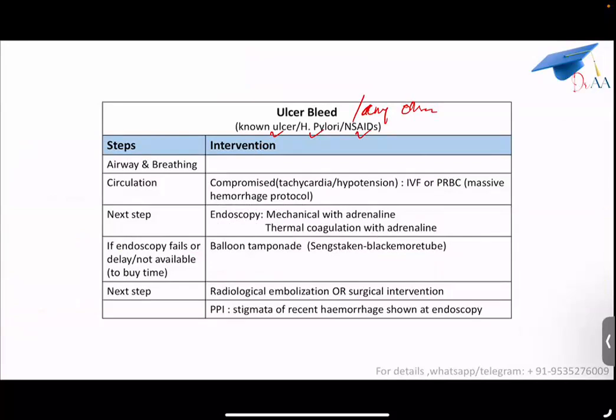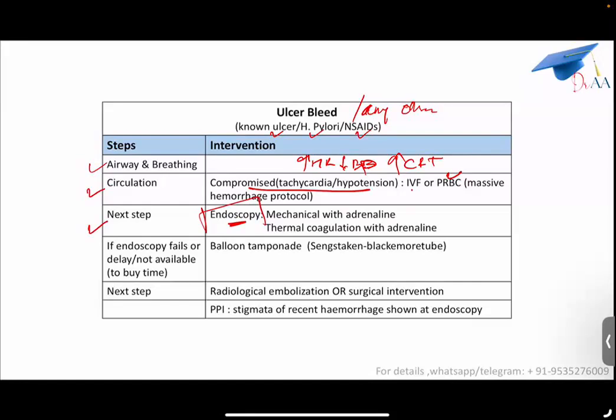Same way as in emergency medicine, we'll go with airway, breathing, then we'll be going with circulation. If compromised, that is high heart rate, low blood pressure, and high CRT levels, then we'll give either blood or IV fluids. Blood is preferred over IV fluids. Next step will be directly going ahead with the endoscopy here. There are no drugs other than in variceal bleed, which is causing upper GI bleed.